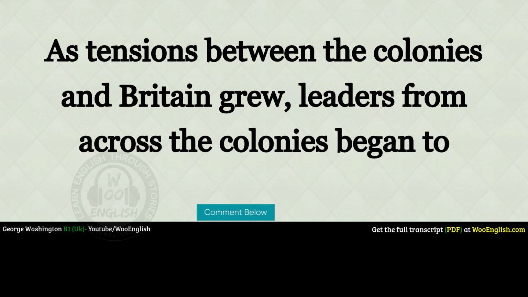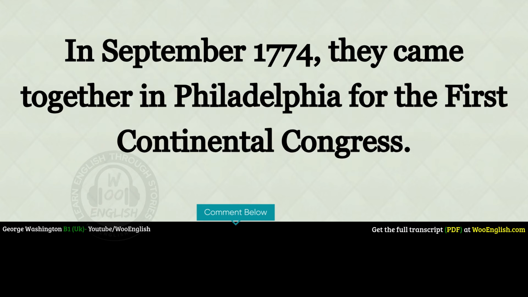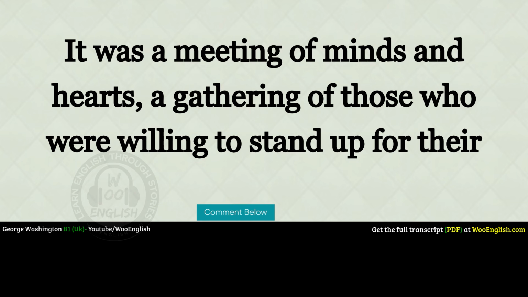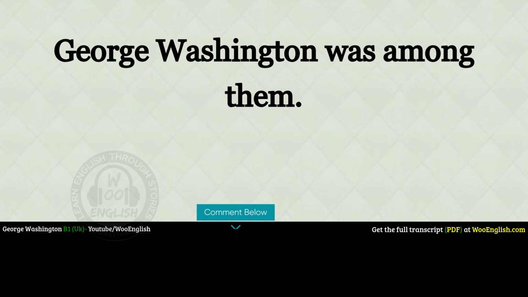As tensions between the colonies and Britain grew, leaders from across the colonies began to gather. They knew that something had to be done, that they could not continue living under British rule without representation. In September 1774, they came together in Philadelphia for the First Continental Congress. It was a meeting of minds and hearts, a gathering of those who were willing to stand up for their rights. George Washington was among them.